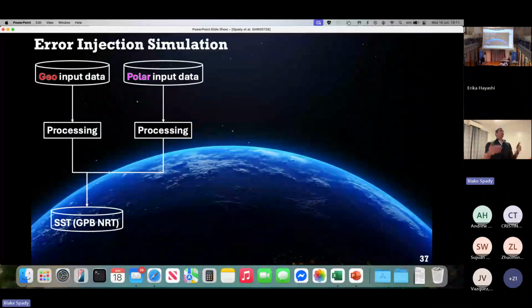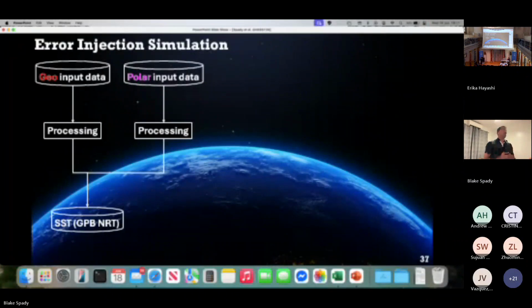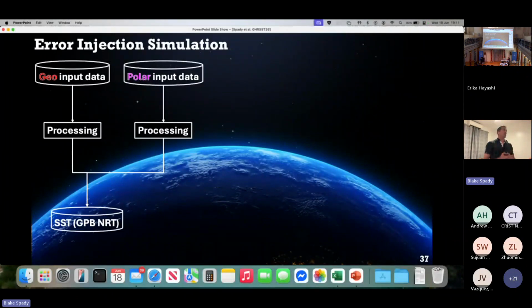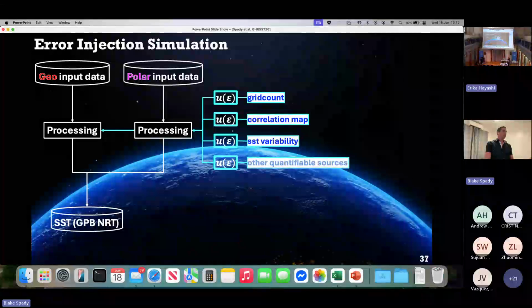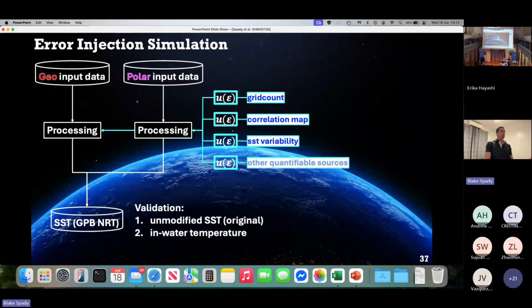And so by injecting a simulated error into our process, we can have a better understanding of what that error might be, because we have some control over how that error comes about. So, we can do this with our grid count as well as correlation distance, SST variability, and possibly other sources. If anybody has any leads of good approaches here, we'd be happy to hear them. And then we can validate that data.